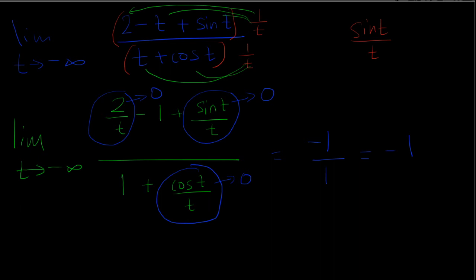Okay, let's try a similar one. The limit as r approaches infinity of r plus sine r over 2r plus 7 minus 5 sine r. The goal here is to get sine over r, because then I know that the limit will go to 0. So let's multiply top and bottom by 1 over r.